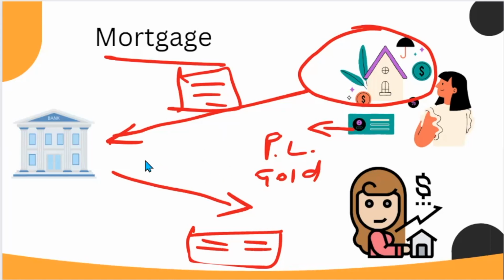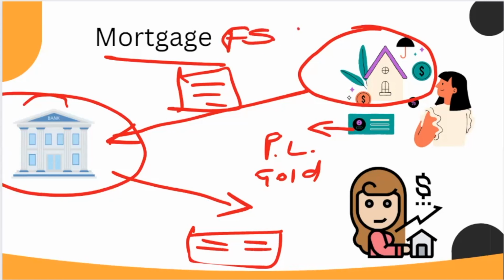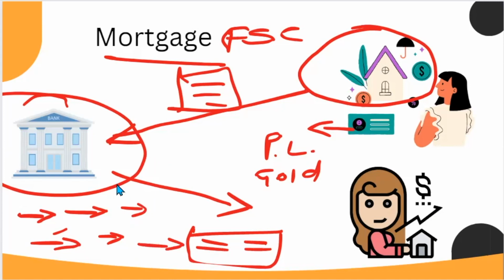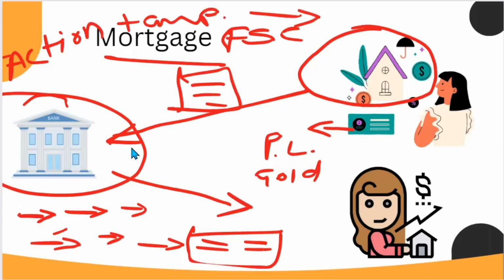Related to mortgages, whatever processes these banks follow are all available in the FSC as well. So let's say a loan application has a set of instructions like this will go from here to here, then there will be a CIBIL check, and there will be verification. They will analyze the cost of the particular home, and after that they will approve the loan and give the money. For this also there is a set of instructions which can be utilized by the action template in the FSC, which we'll see later in the video. So this is all about mortgages.